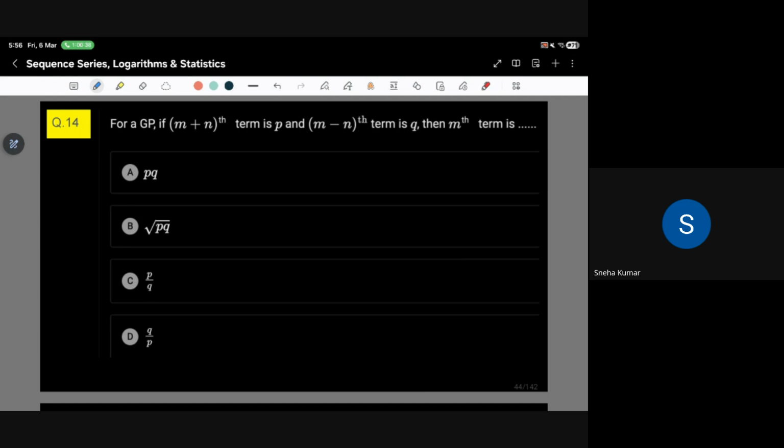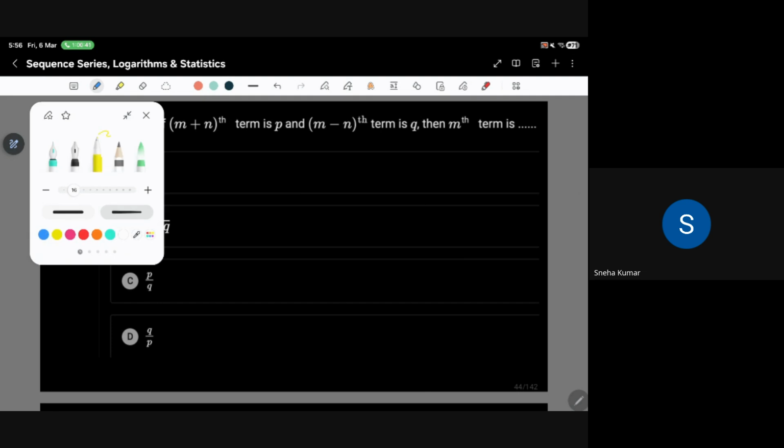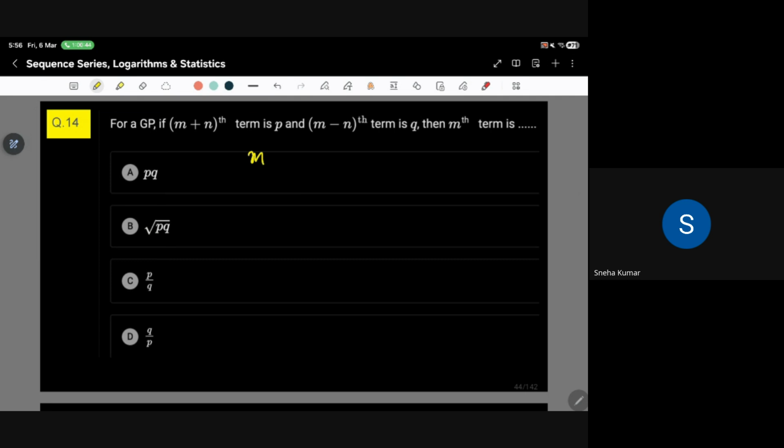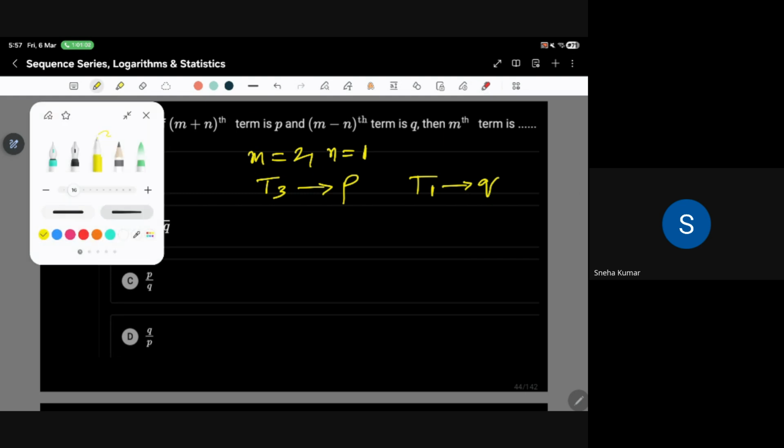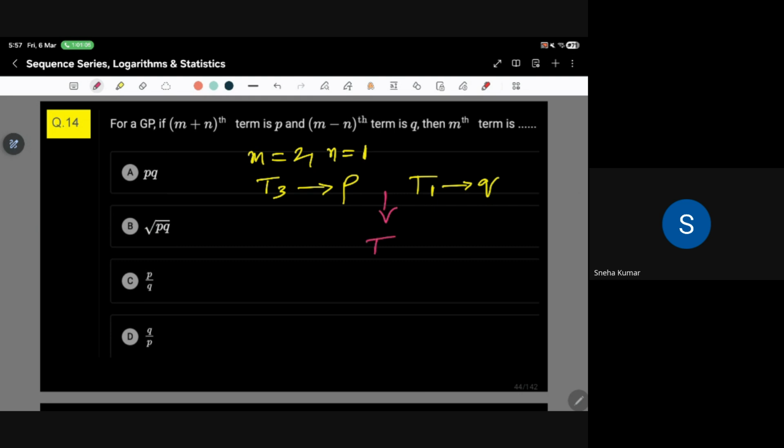I guess everyone solved it so fast, so I assume everyone has taken the example. Let's say m is 2, n is 1. Okay, so this becomes the third term of the GP, which is P. This becomes the first term of the GP, that is Q, and you have taken m as 2. So we are asked to find T2. If we know the first and third term, T2 will be the geometric mean of these. So root PQ. Yes, any doubt in this assumption?